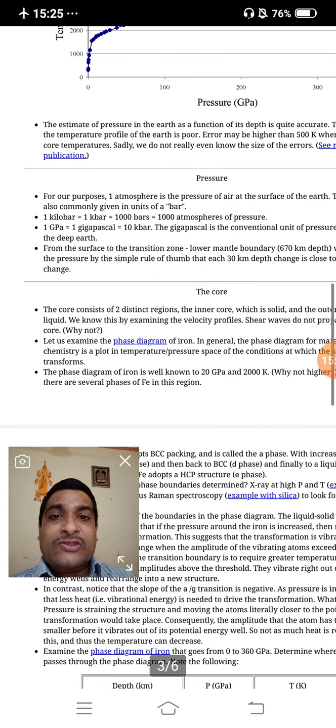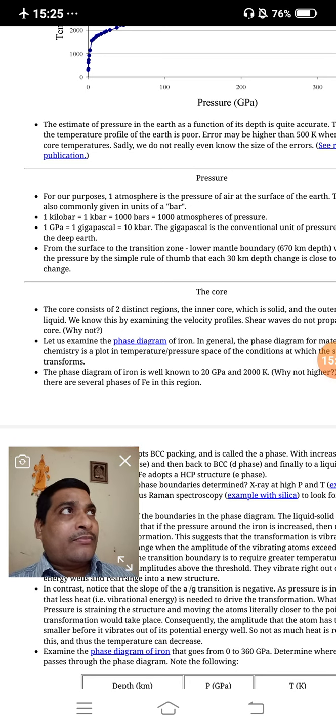This pressure is also commonly given in units of bar or millibar, 1000 millibar. We measure the atmospheric pressure in millibar. Suppose in the monsoon period we measure the atmospheric pressure in millibar, somewhere 1000 millibar, 1100 millibar, and so on. I mean 1 kilobar is equal to 1000 bar and 1 gigapascal equals 10 kilobar.